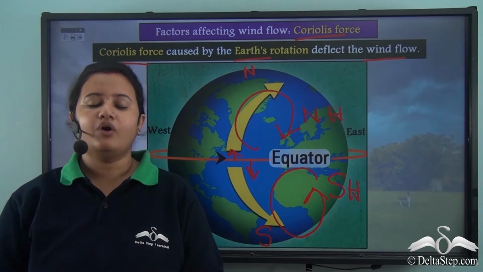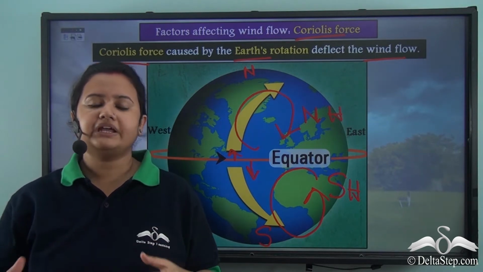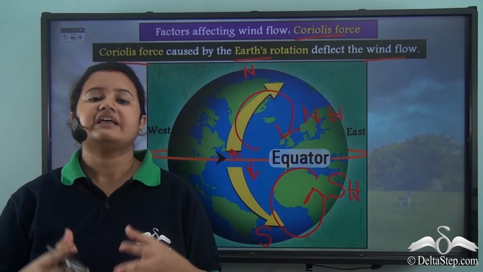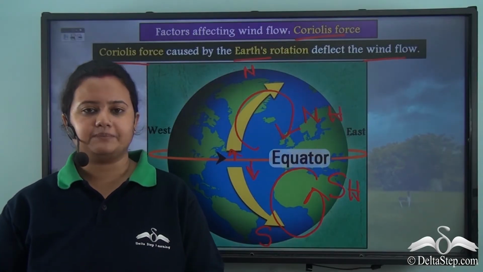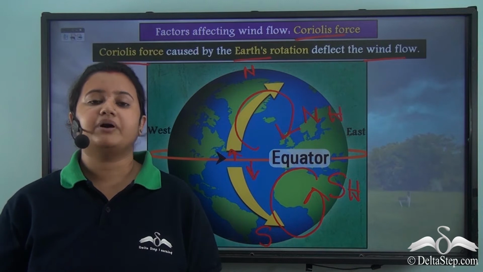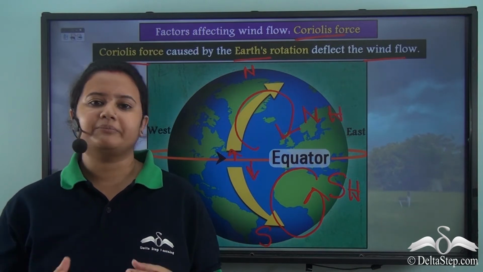So till now we have discussed the meaning of wind and the factors that affect wind flow. Now winds are of various types. So let us now discuss about different types of winds one by one.